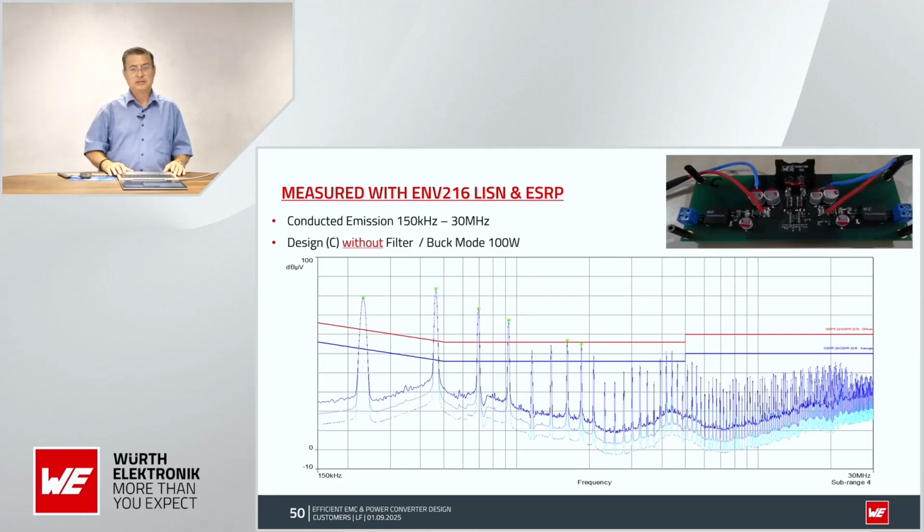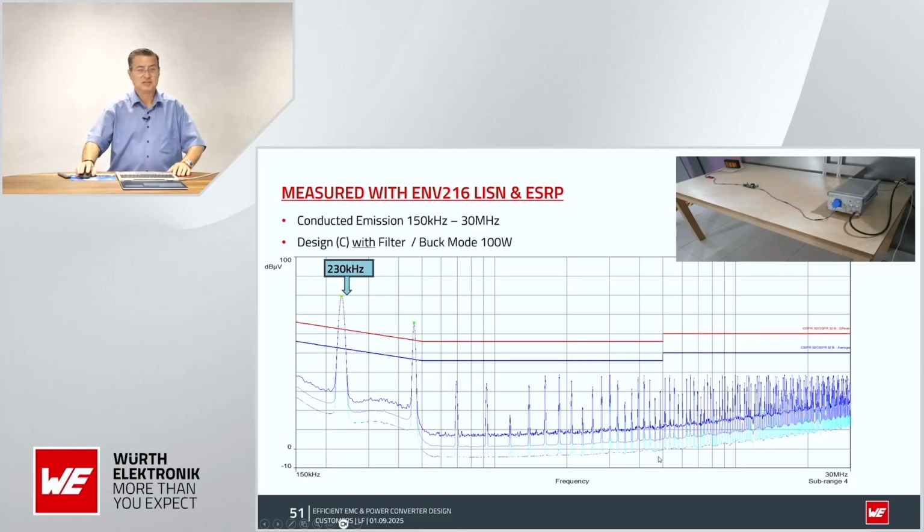Now, if you look at design C without filter, again measured with the biggest inductor, you can see that the 600 kilohertz switching frequency is making noise around 1 megahertz, 2, 3, 5, 6, 10, something like that. Here in this area above 5 megahertz, it's almost not noisy. So you don't need an excellent filter for radiated emission in this case, because radiated emission starts at 30 megahertz. But let's switch on the filter because we need to pass conducted emission as well.